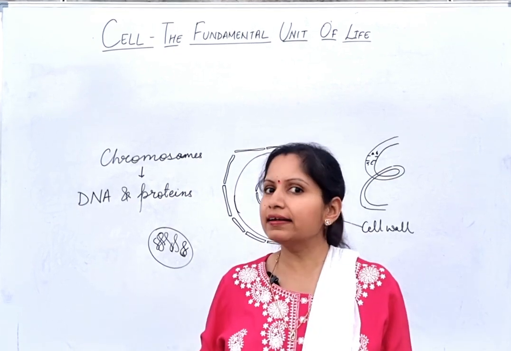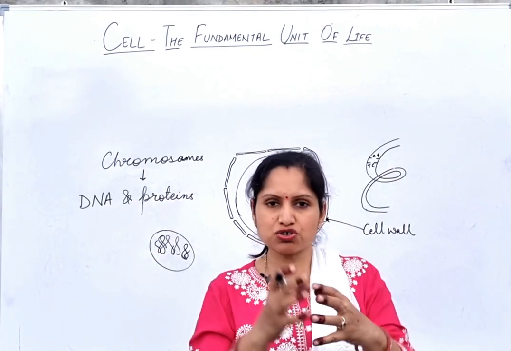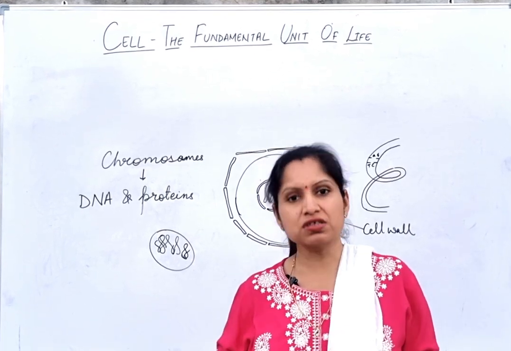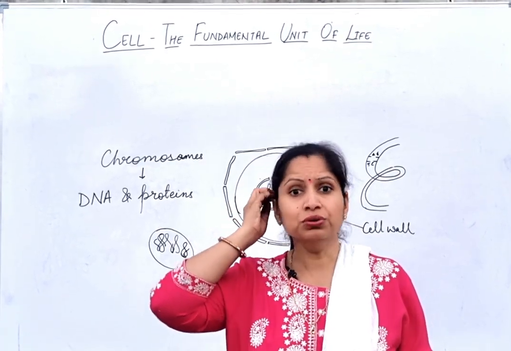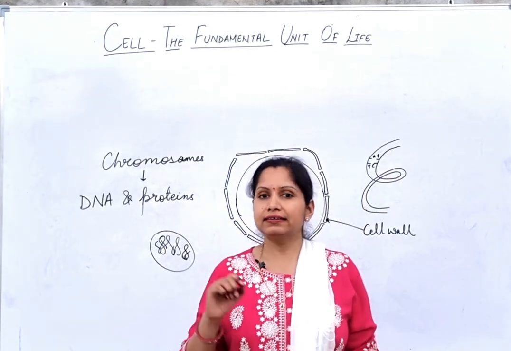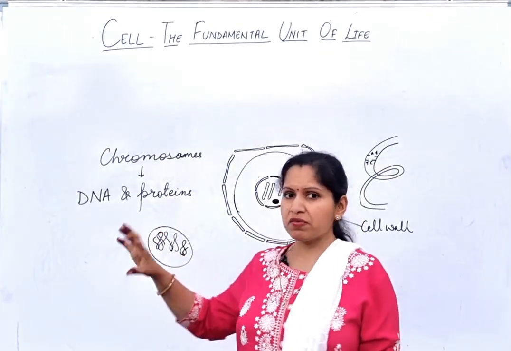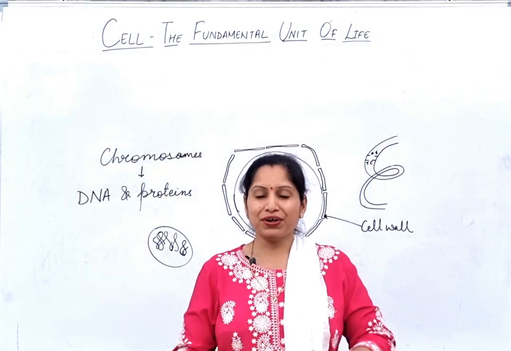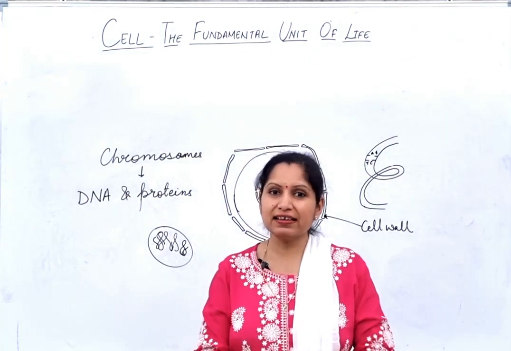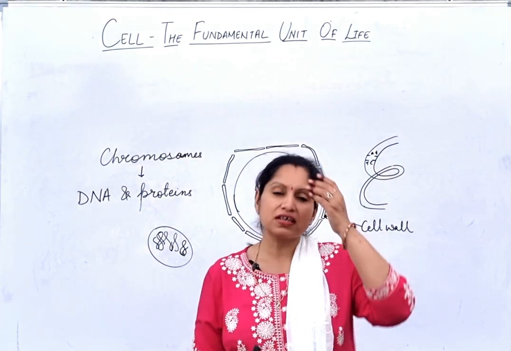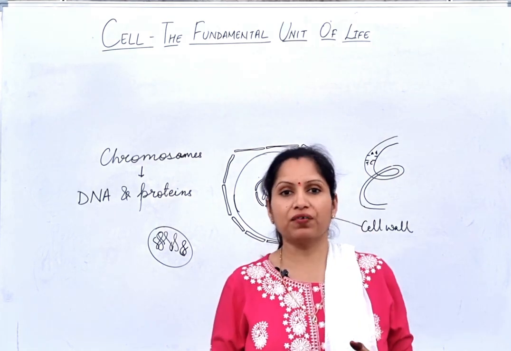These chromatin threads come close to each other, aggregate, and form the chromosomes only when the cell is just about to divide. So it's very important that chromosomes are visible only when the cell is about to divide. If you are observing a cell and you are able to see the chromosomes, that shows that the cell is going to divide.